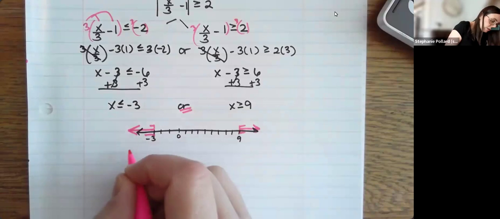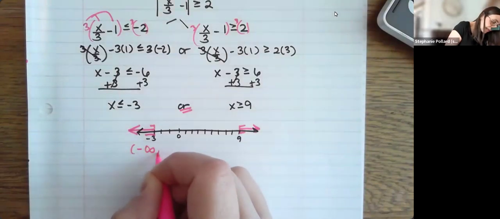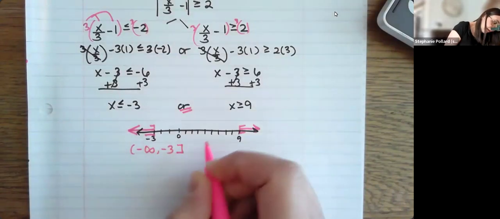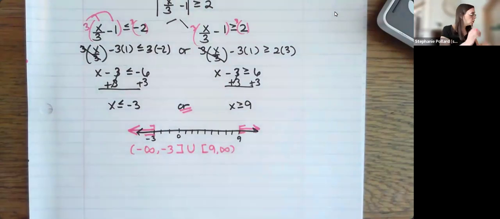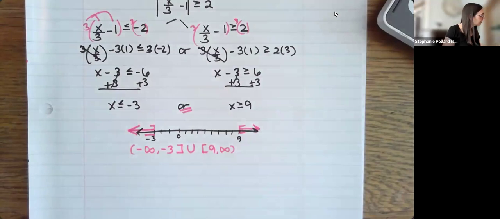For interval notation, the left side goes from -infinity to -3 with a bracket. The right side goes from 9 to +infinity, and don't forget we put a little U in between, again, to let the reader know that we're combining these two pieces, so both parts are part of our solution set.